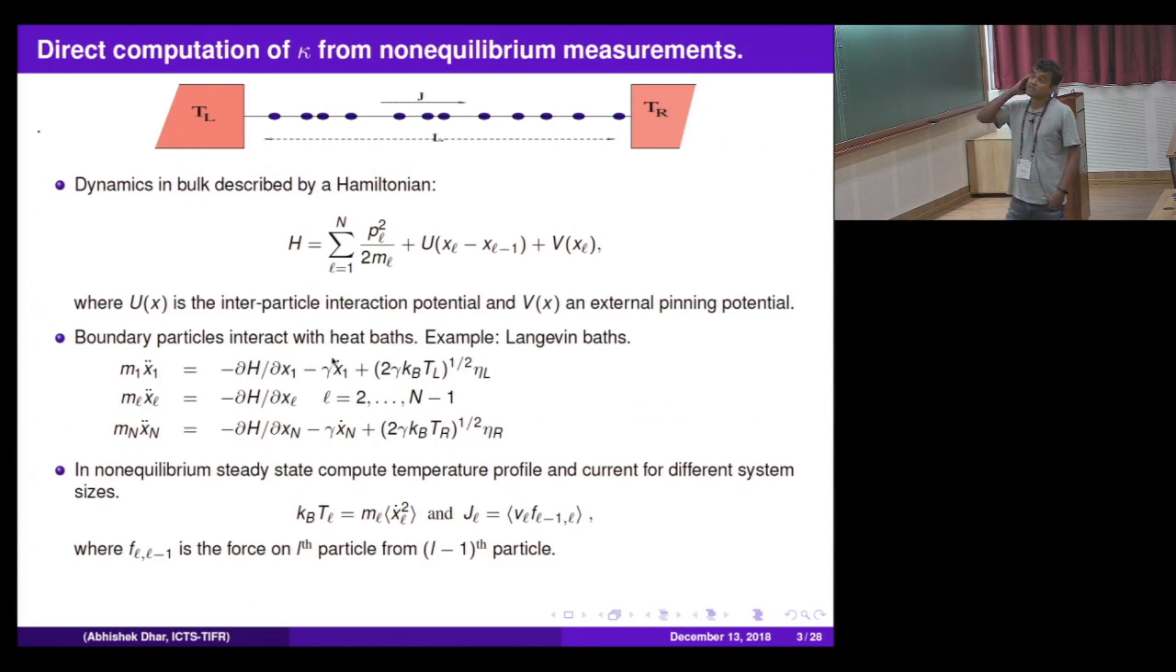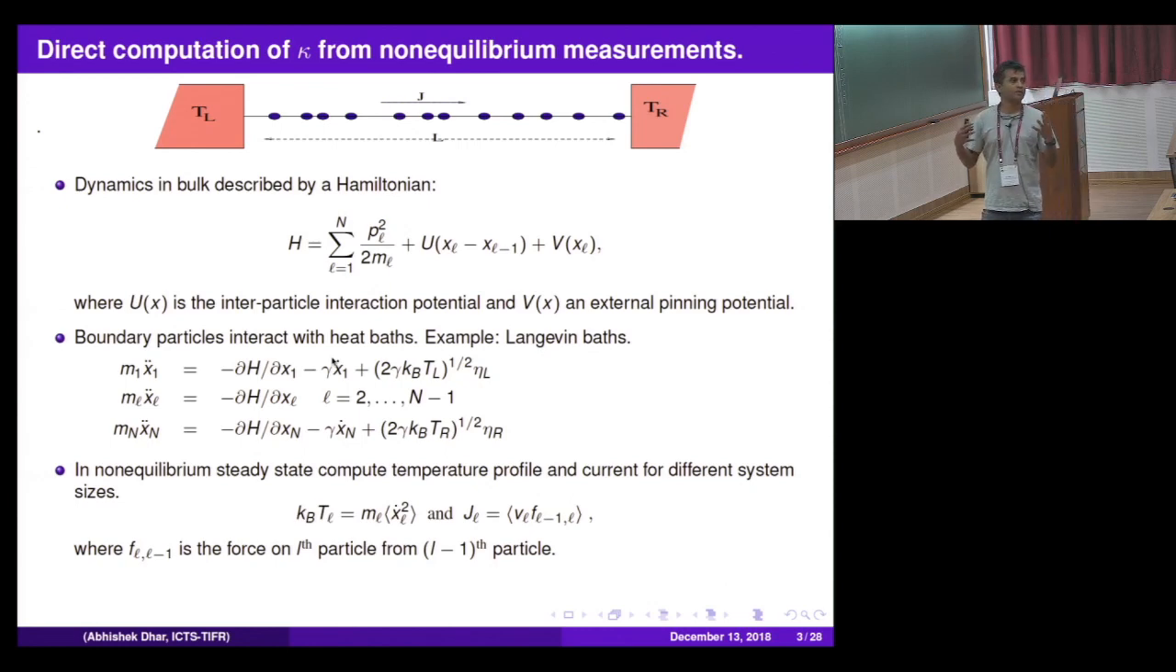Okay, so this is the setup that we use. Basically, it's a classical Hamiltonian with nearest neighbor interactions and maybe some on-site potential. It's a chain of N particles, the system size is L, and you put heat baths at the two ends. The way we model heat baths is that the particles in the bulk just satisfy Newton's equations, and the particles at the ends have some extra terms, a dissipation and a noise term, so that the strength of the noise corresponds to temperatures T left and T right. Two different temperatures which are modeled by Langevin baths.